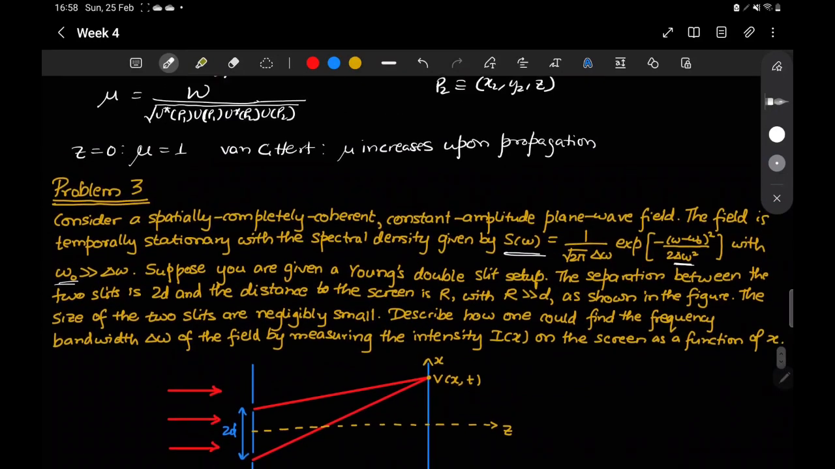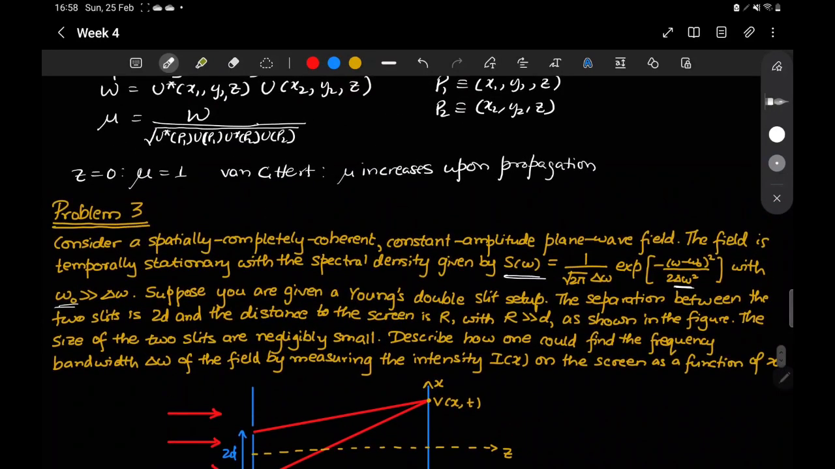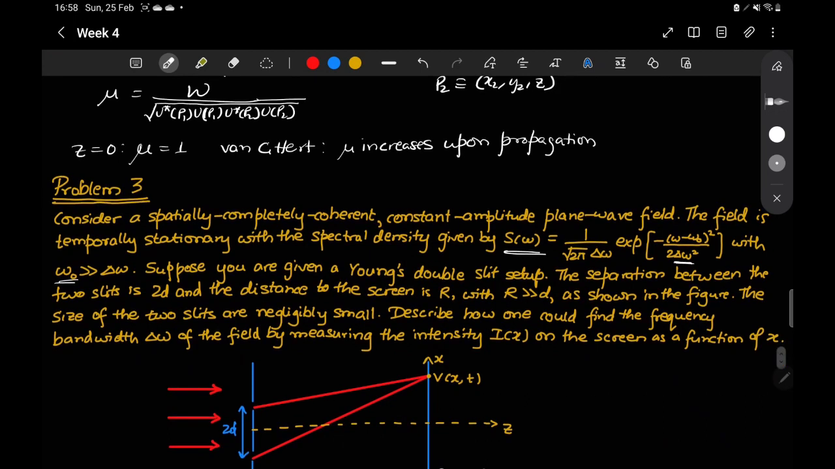The question is, consider a spatially coherent constant amplitude plane wave field. The field is temporally stationary with the spectral density given by this expression, which is Gaussian in nature, with omega naught greater than delta omega. That means it is quasi monochromatic.